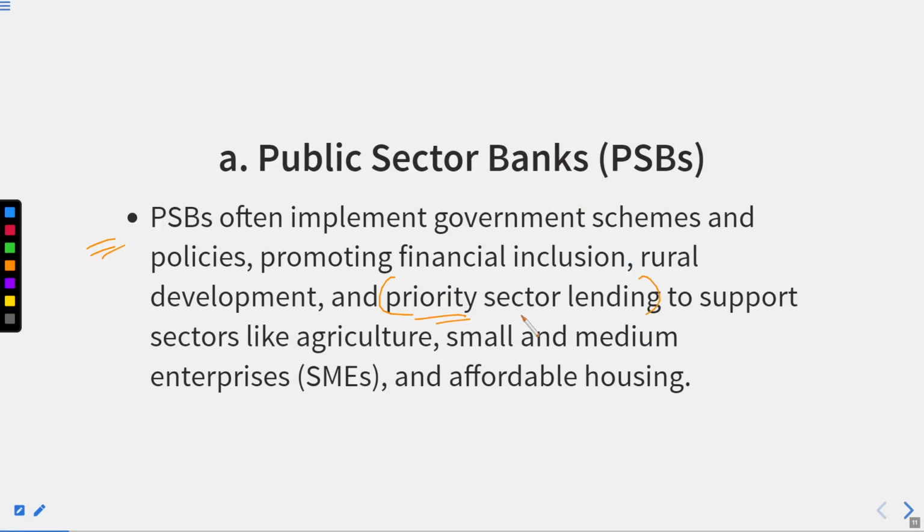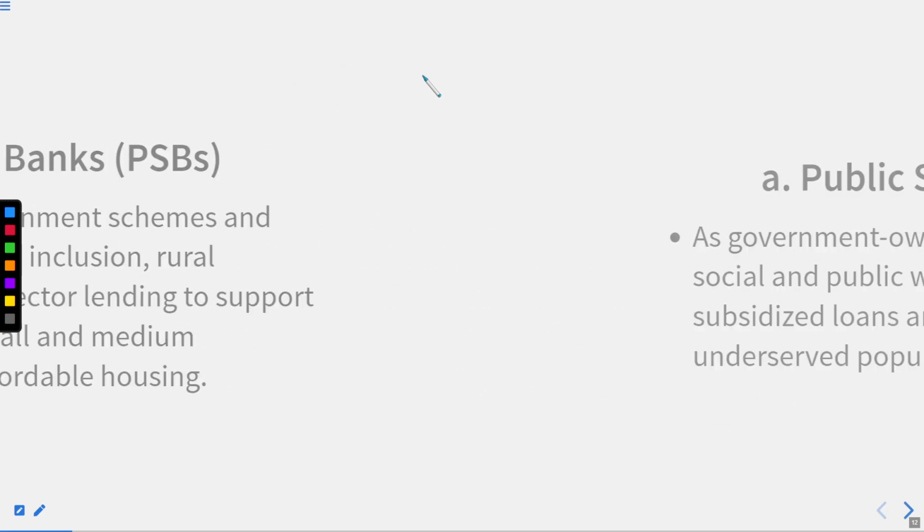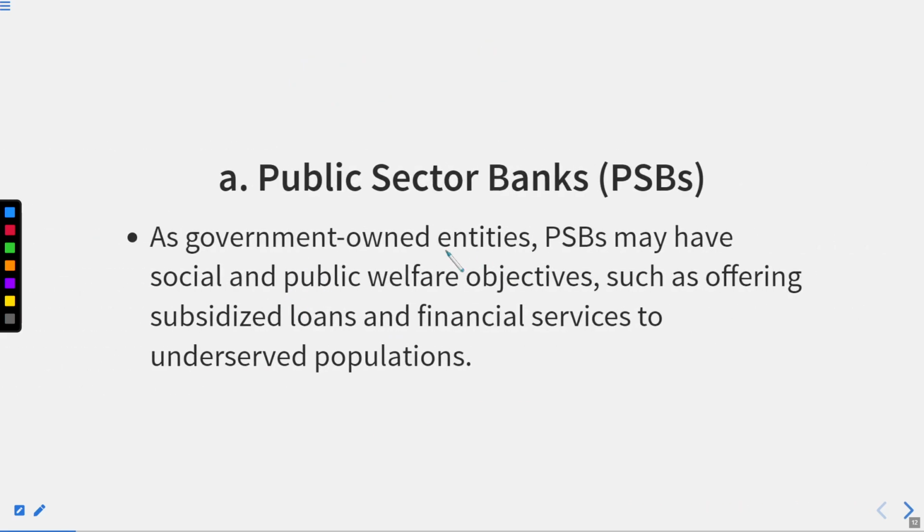The government also emphasizes that PSBs grant loans for priority sector lendings like agriculture, small and medium enterprises, and affordable housing, which means the housing sector. Basically, public sector banks are nationalized banks. As government owned entities, PSBs may have social and public welfare objectives such as offering subsidized loans and financial services to the underserved population.